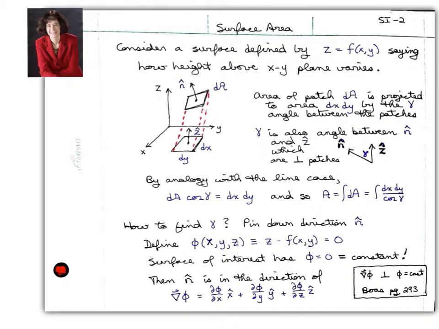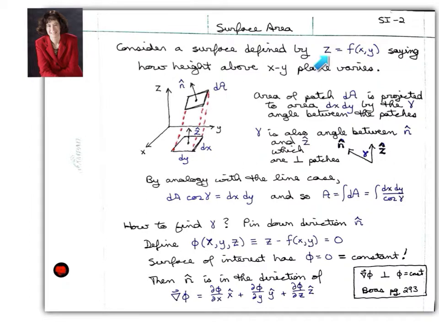So the surface area that we're trying to integrate overall for the upper curved surface is just adding up the little patches dA, which is adding up dx dy over cosine gamma for each little patch dA. In order to do the calculation then, we need to find gamma. We'll do it by pinning down the direction n hat in a convenient way.